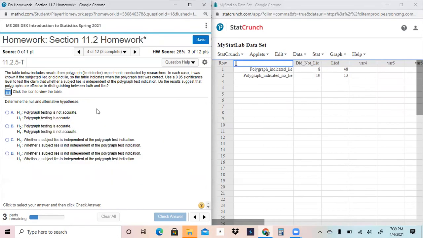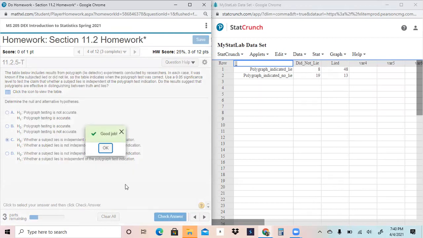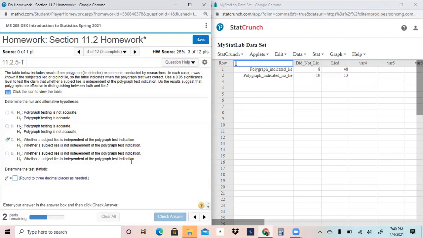The null hypothesis will be saying that whether the subject lies is independent of what the polygraph says. The null hypothesis is that everything's going to be the same, that there is no correlation between what the polygraph says and whether the subject is lying or not. Test statistic.